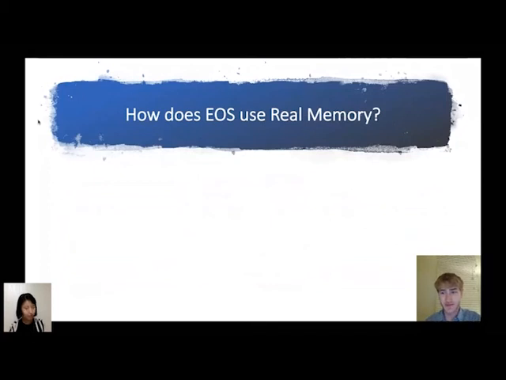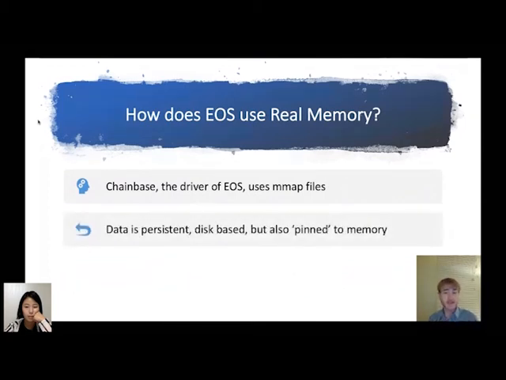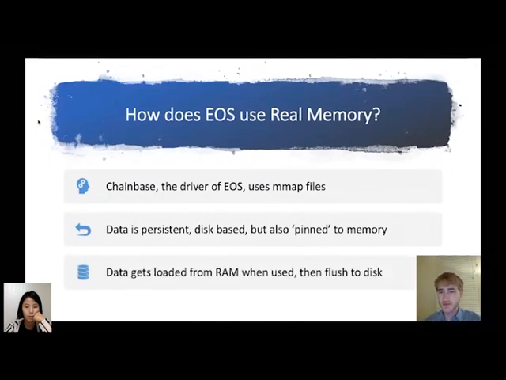So how does EOS currently accomplish this? Right now, what we use is this thing called chainbase. This is the underlying data storage layer of EOS, and it uses these memory mapped files. What these files are, it's persistent data. It's this disk-based file that's also pinned into memory. So it gives you a bit of the advantages of both. The data is loaded and written and used from RAM, but it's also flushed to disk. So that means that when you quit the program or restart, you still have the data as a file.